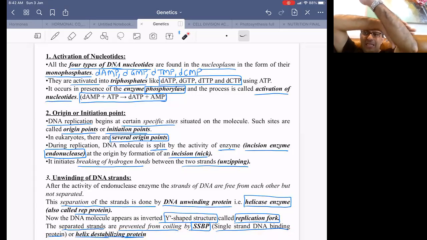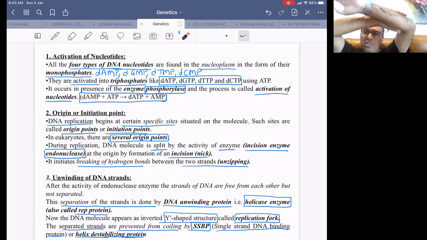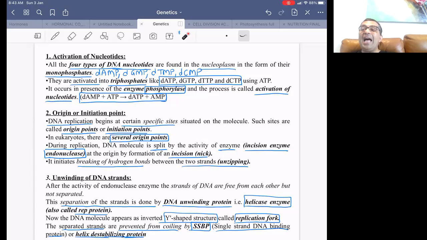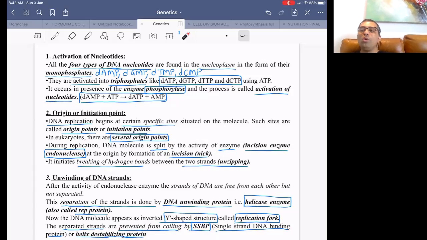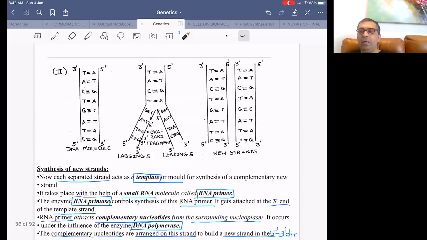तो दोनों स्ट्रैंड्स को पकड़ के रखा जाता है. Both strands are caught together, and these strands are held in their positions by an enzyme called SSBP, single strand DNA binding protein. Single strand DNA binding protein will keep the two strands tightly in their positions. दोनों स्ट्रैंड्स को अलग अलग करके पकड़ के रखा जाता है with the help of single strand DNA binding protein. Now, once that is done, check it here.